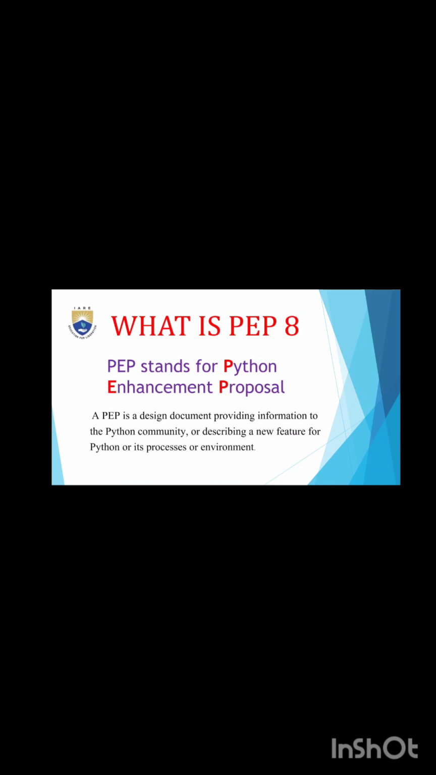What is PEP8? PEP stands for Python Enhancement Proposal. A PEP is a design document providing information to the Python community or describing a new feature for Python or its process or environment.